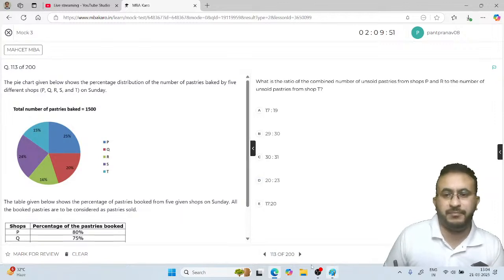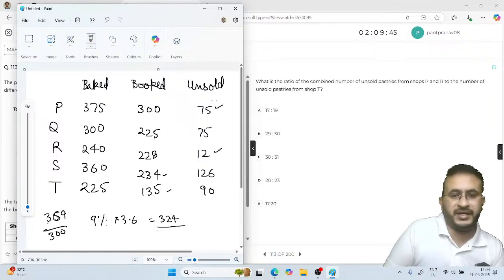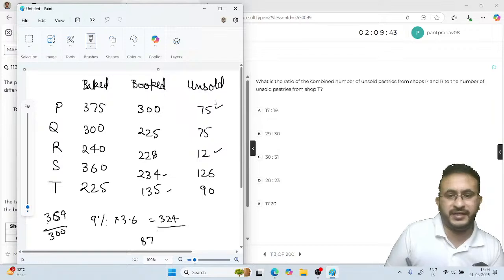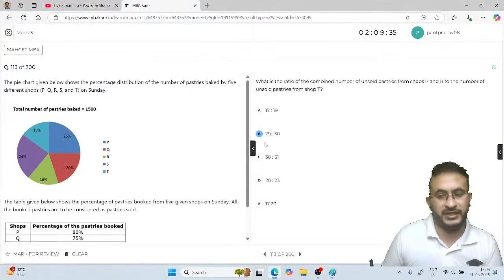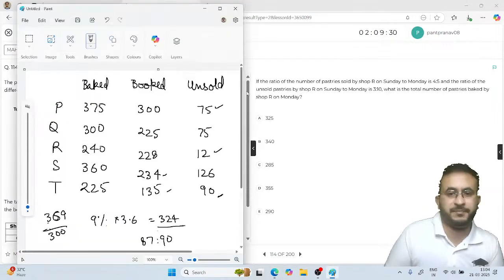Ratio of combined number of unsold pastries from P and R to unsold from T. So unsold from P and R, that is 87, right? 87 is a multiple of 29. So I'll check this out, and T is 90. So 87 ratio 90 is 29 ratio 30. Easy calculations. So this is something an easy pick in the paper.